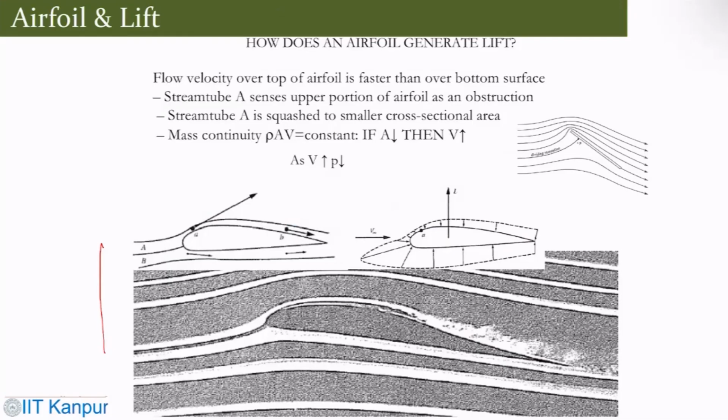So you can have some kind of stream tube, let's say A, which senses the upper portion of the airfoil as an obstruction, and stream tube A has a smaller cross-section area, whereas on the lower surface, stream tube B has a higher cross-section area, so the flow expands, slows down, and the pressure builds up there. That's how you get this kind of pressure difference over the airfoil surface. And this pressure distribution generates the lift force, which is normal to the surface. So this is how it generates lift.